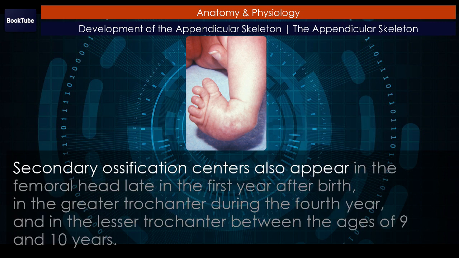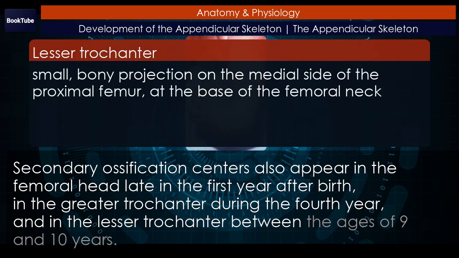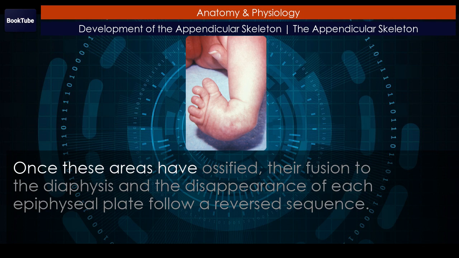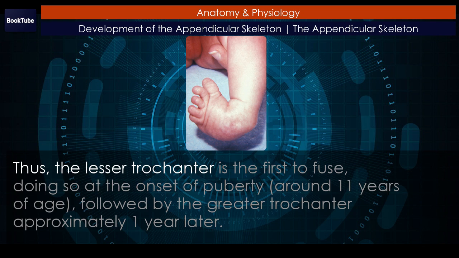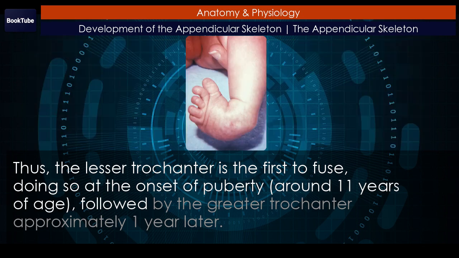Secondary ossification centers also appear in the femoral head late in the first year after birth, in the greater trochanter during the 4th year, and in the lesser trochanter between the ages of 9 and 10 years. Once these areas have ossified, their fusion to the diaphysis and the disappearance of each epiphyseal plate follow a reversed sequence. Thus, the lesser trochanter is the first to fuse, doing so at the onset of puberty, around 11 years of age, followed by the greater trochanter approximately 1 year later.